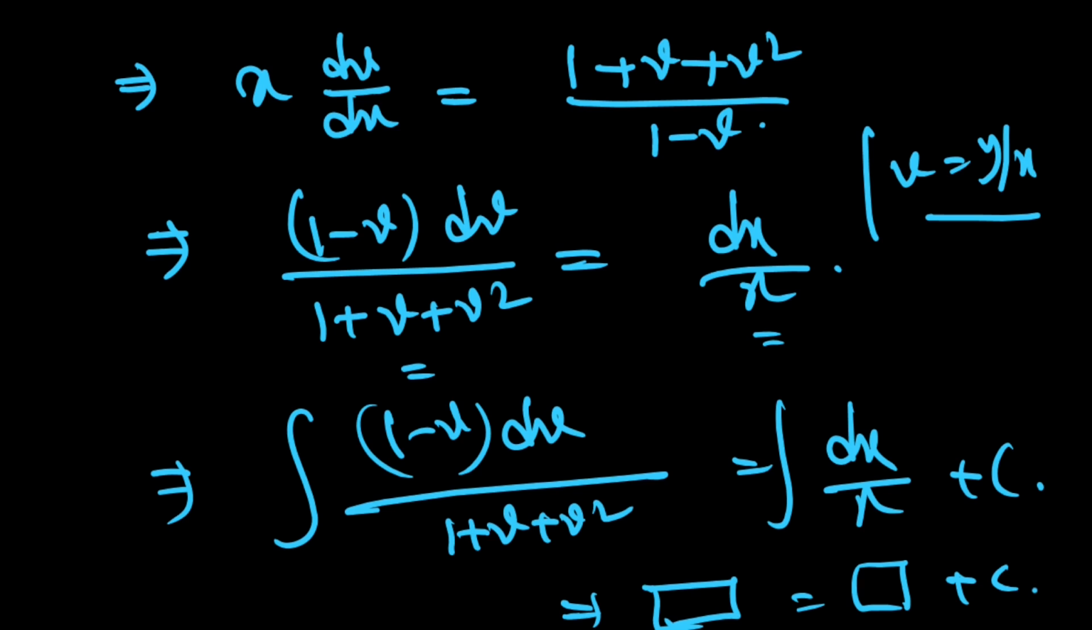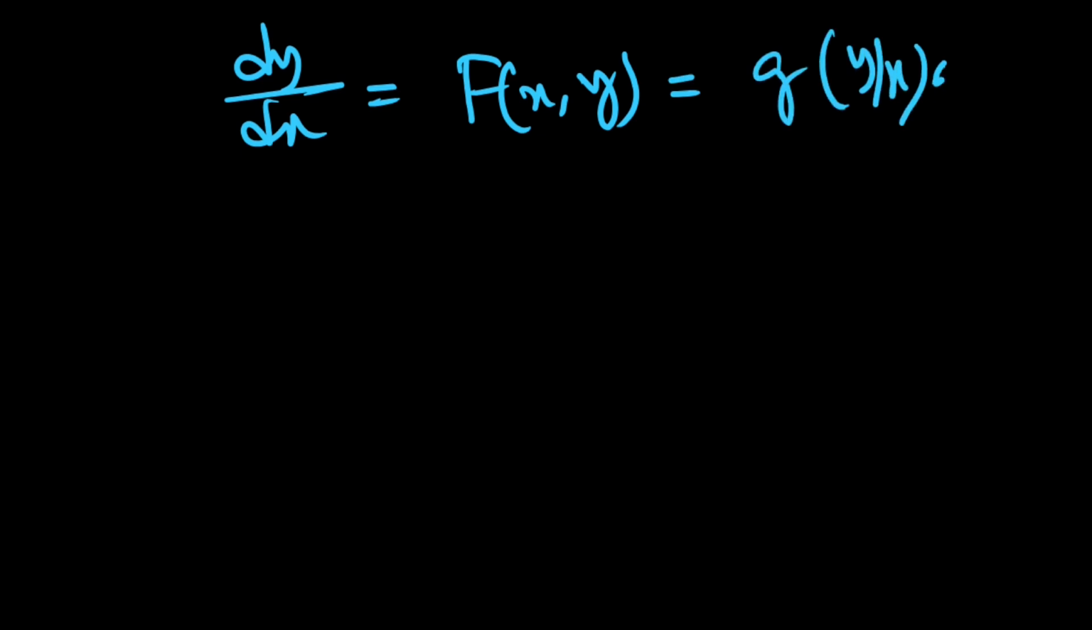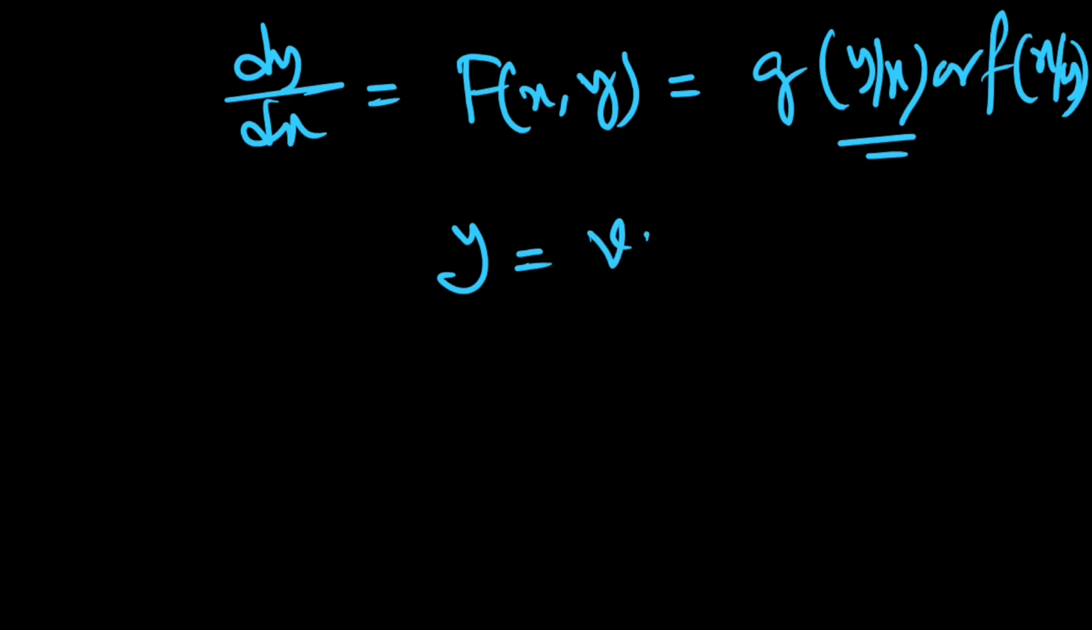So I think you understand the process of the method of substitution. Write the differential equation dy dx is equal to f of x comma y in this form, some function of y by x or some function of x by y. If it is possible, then we apply the substitution y is equal to vx.